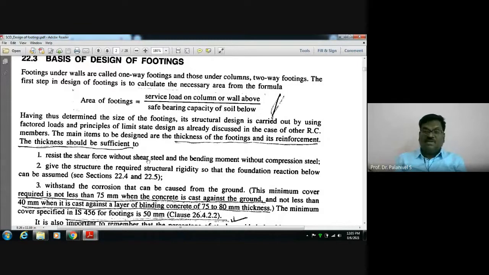Moreover, the bending moment, because you have this footing, the slab is loaded. No, sorry, the column load is transferred.